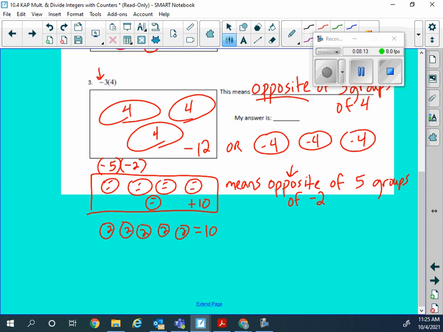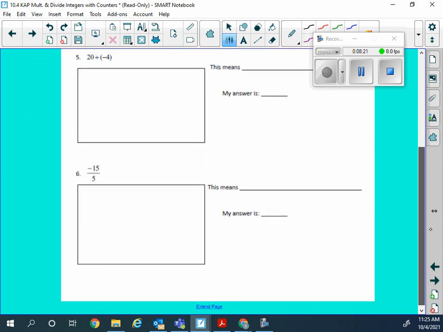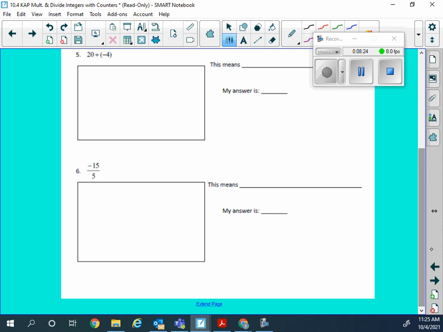Okay. Next page, we're going to get into division. And we're actually going to go in the reverse order, because if you look at the first one compared to the last one, the last one's a lot easier. So we're actually going to start at the bottom. Okay? So let's start with number 6. What does that mean? It's 15, not negative.